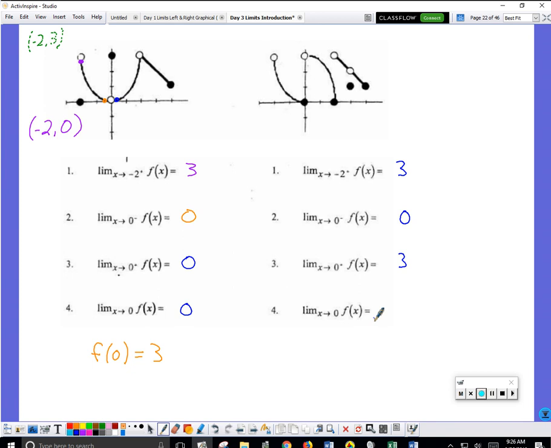When you find this one, remember, don't look up here. Look here. Because these two are different, the overall limit is non-existent. So when the left limit does not match the right limit, the overall limit is non-existent. If the left and right limits match, then the overall limit is the same.